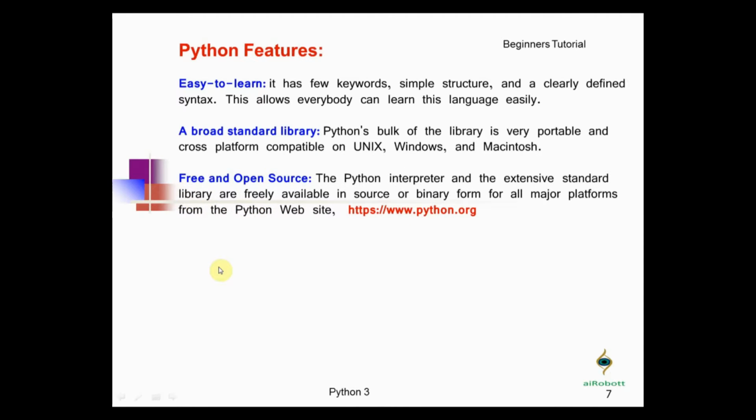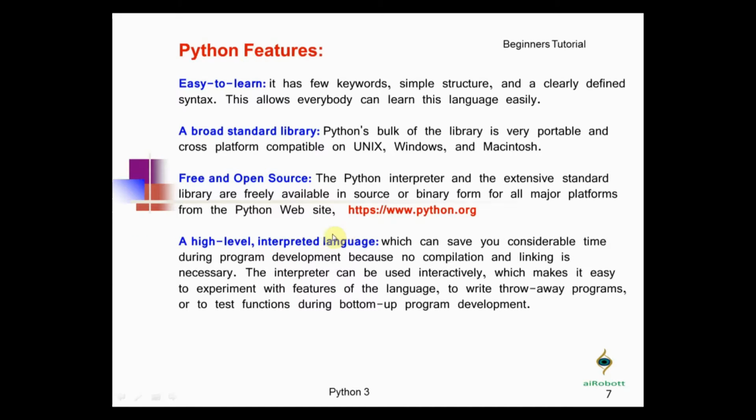It is a free and open source programming language. The Python interpreter and the extensive standard library are freely available in source or binary form for all major platforms from the Python website. Here you can see www.python.org. From this website, you can download the Python interpreter and libraries.